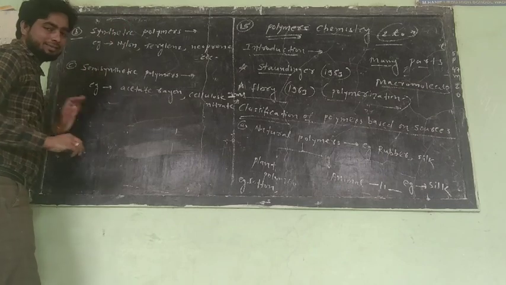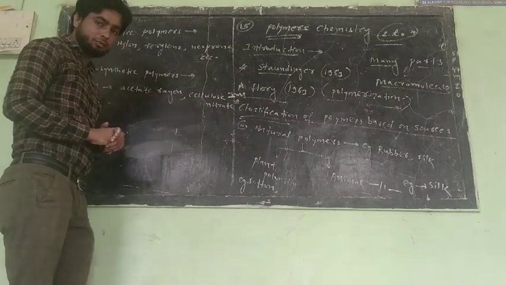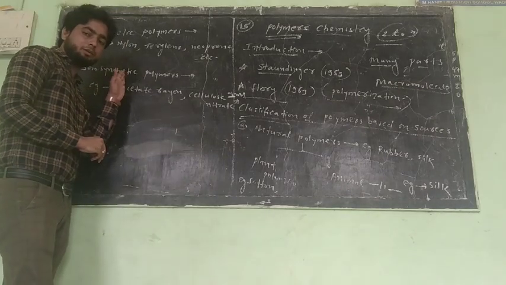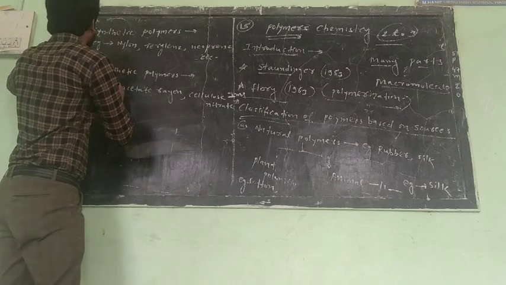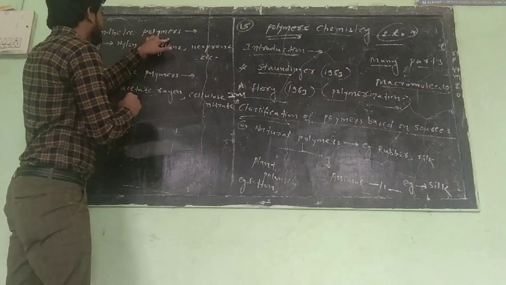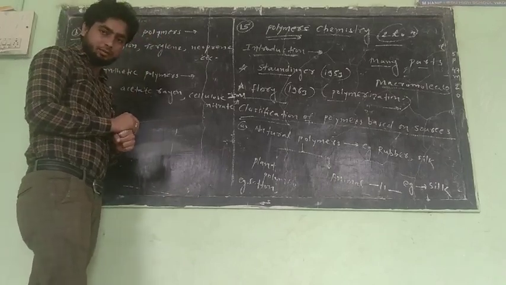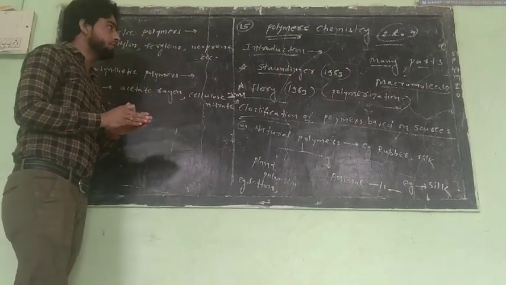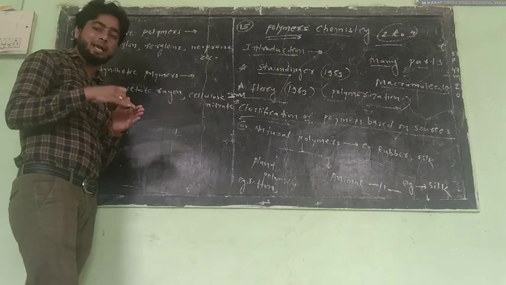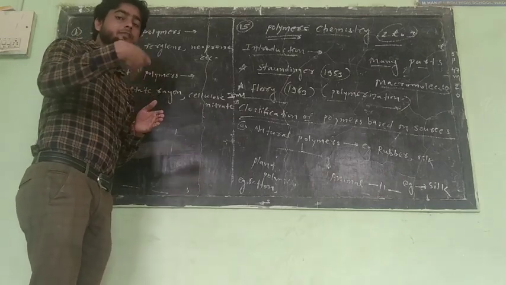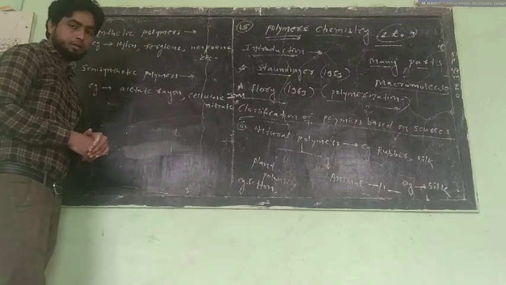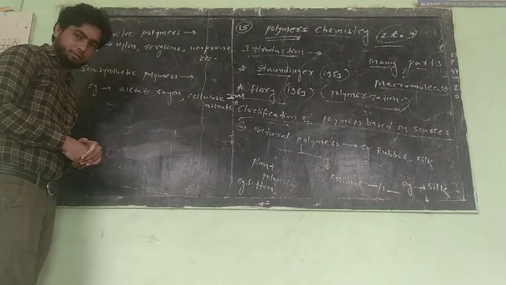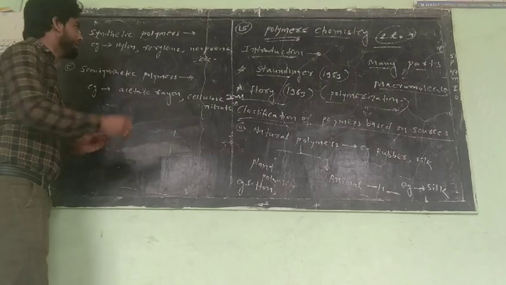Synthetic polymer is also called artificial polymer. We take here the definition. What is synthetic polymer or artificial polymer? Those polymers which are prepared man-made, artificially, are called synthetic polymer or artificial polymer. These polymers are prepared in the laboratory.